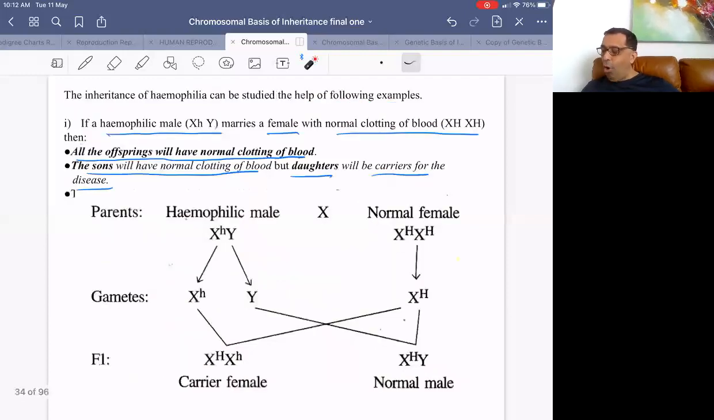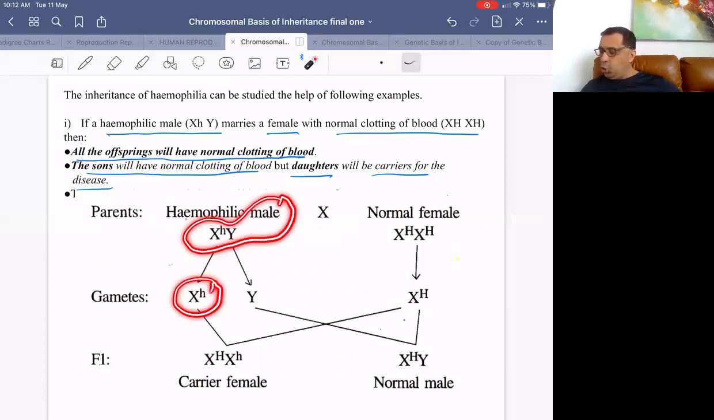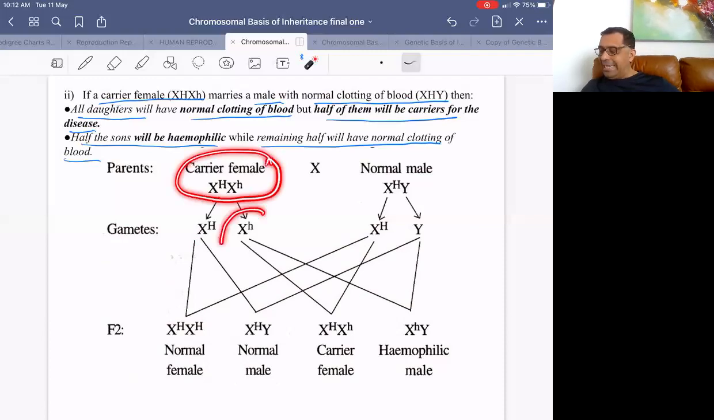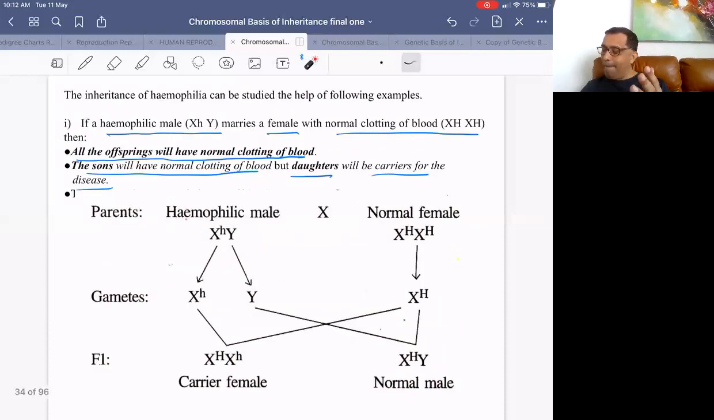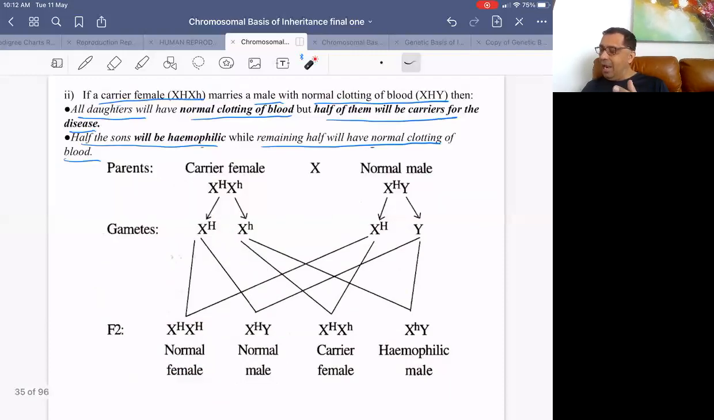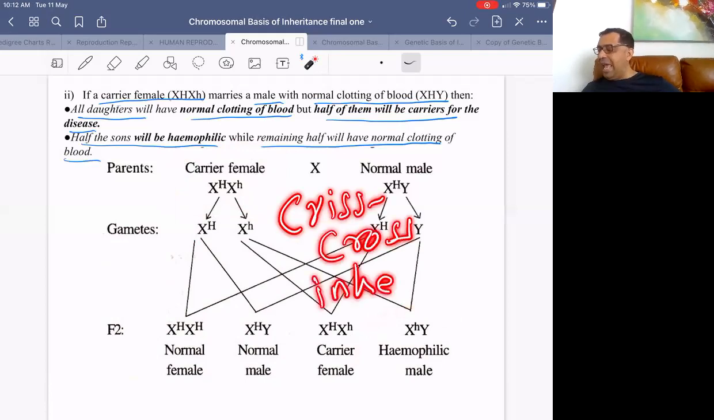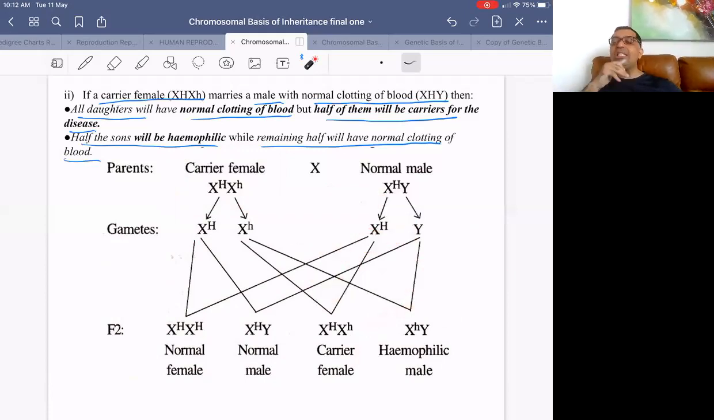It has gone from hemophilic male via gamete to a carrier female, and from carrier female via gamete to a hemophilic male. So it has gone from male via female back to a male, and this is also called as the crisscross inheritance. ये भी crisscross inheritance है. So exactly like color blindness, we have analyzed hemophilia, color blindness are crisscross inheritance.